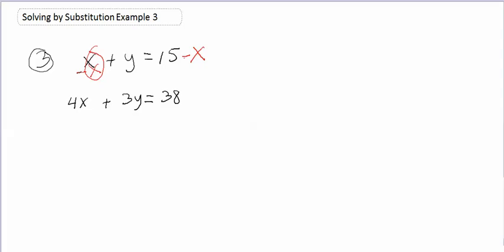So just like on the other problems that we did, we want to substitute. So I'm going to take this 15 minus x and plug it in to the original second equation. So I'm going to plug it in where I see this y right here. So now I have 4x plus, remember it's 3 times y, which is going to be 3 times 15 minus x now, because I'm substituting that y for 15 minus x, and it's going to be equal to 38.